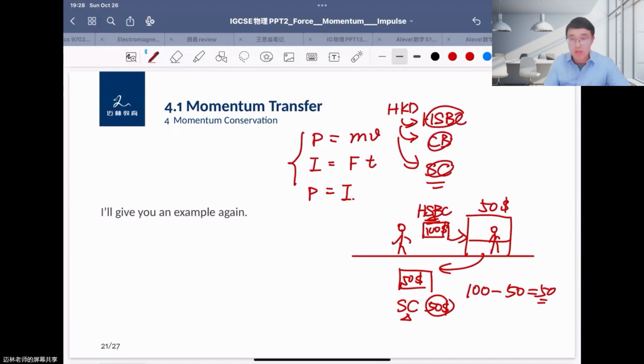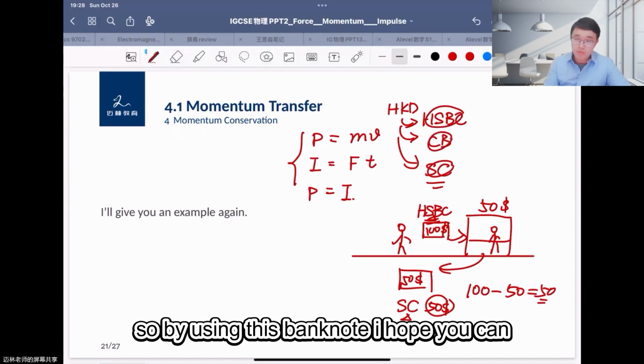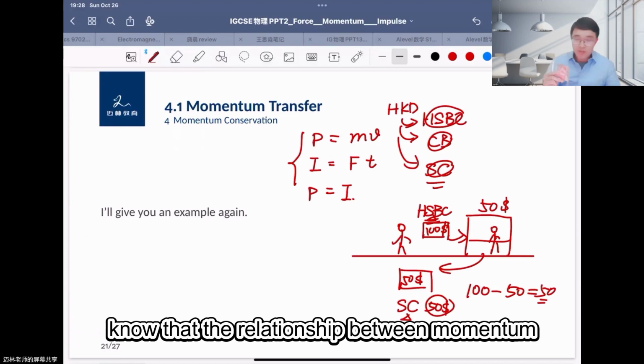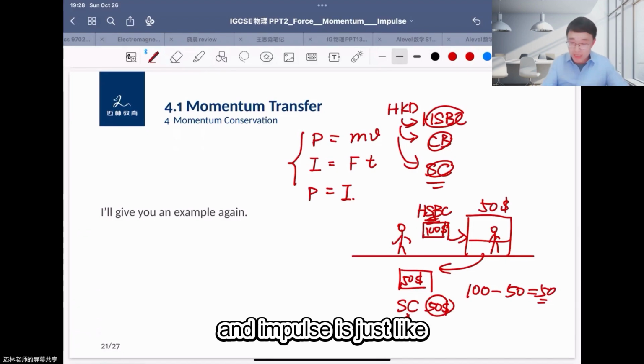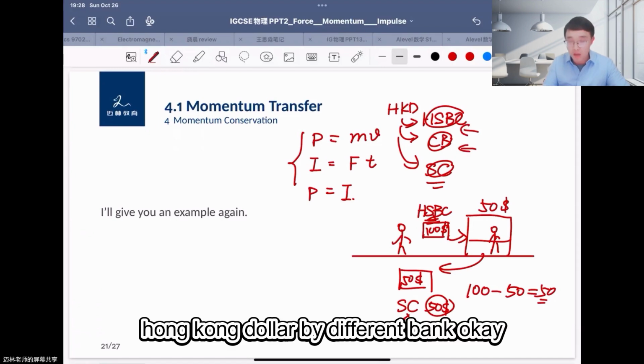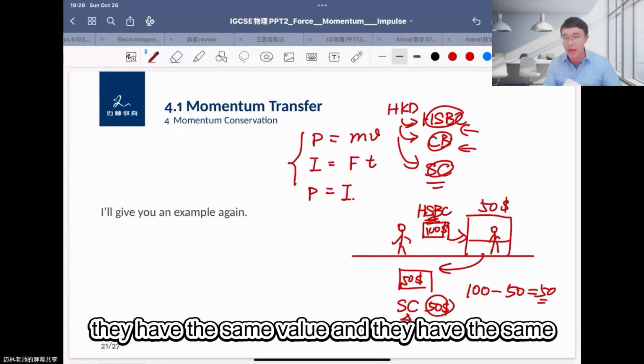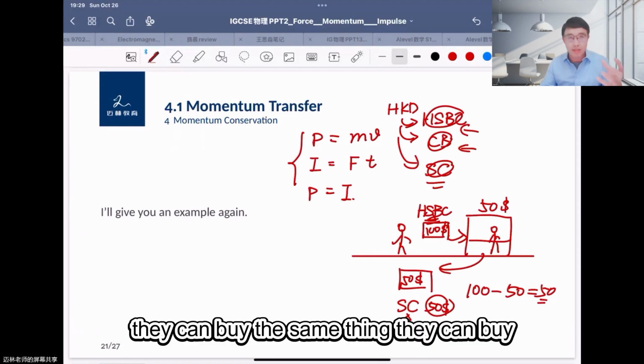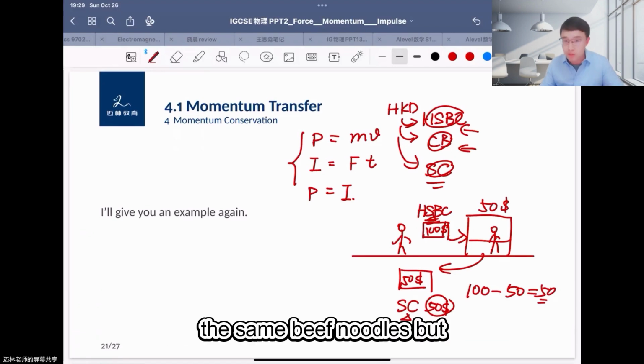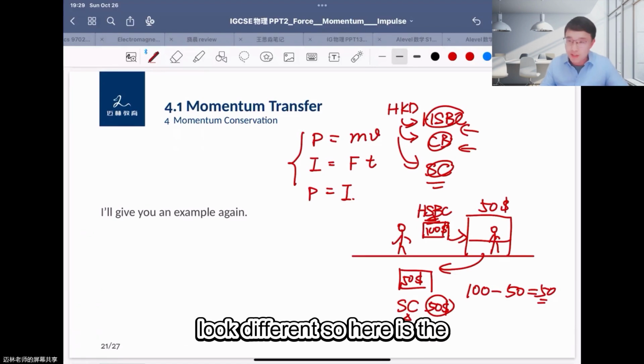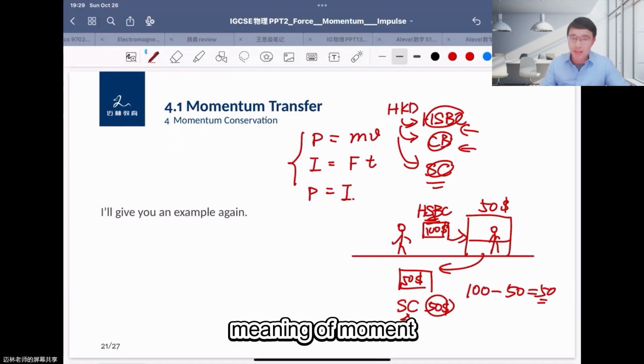Okay, so here there is a difference. So by using this banknote, I hope you can know that the relationship between momentum and impulse is just like the different Hong Kong dollars from different banks. Okay, they have the same value, and they can buy the same thing. They can buy the same beef noodles, but they look different. Okay, so here is the meaning of momentum.